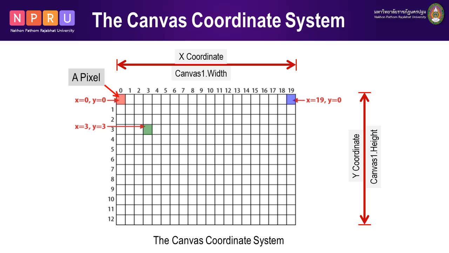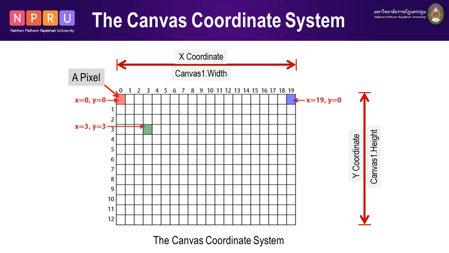And the y coordinate defines a location on the vertical plane, starting at 0 at the top and increasing as we move down the screen. Let's take a closer look at the figure. The top left cell in the canvas starts with 0 for both coordinates. So this position is represented as x equal to 0, y equal to 0. As we move to the right, the x coordinate increases. As we move down, the y coordinate increases.